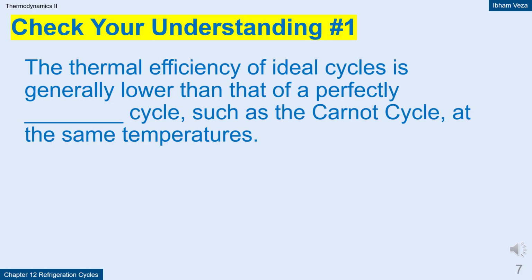Check your understanding number 1. This section serves to reinforce the concept that Carnot represents the upper limit of efficiency. By comparing the given statement, the role of a fully reversible cycle is emphasized again. The question helps ensure understanding of basic terminology. The focus is on distinguishing between ideal cycles and perfectly reversible cycles. From this, the concept of maximum efficiency becomes clearer.